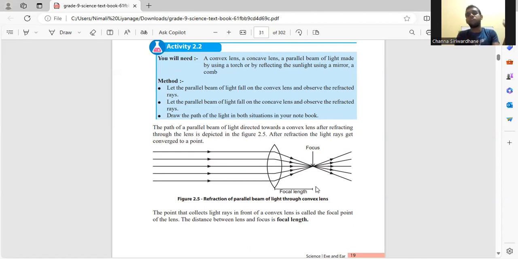That distance is called focal length. Right? The distance between the lens and the focus is called focal length. This focal length is very essential for our studies after this section, so be mindful about it. The point that collects light rays in front of a convex lens is called the focal point of the lens.